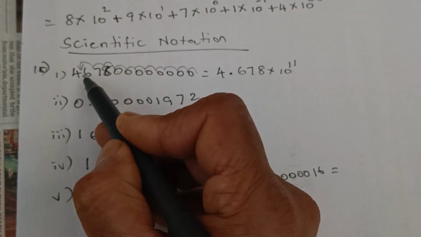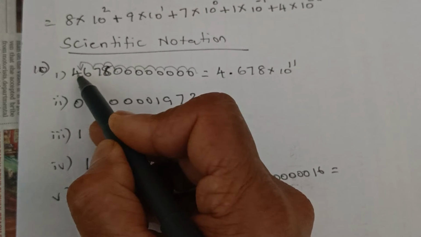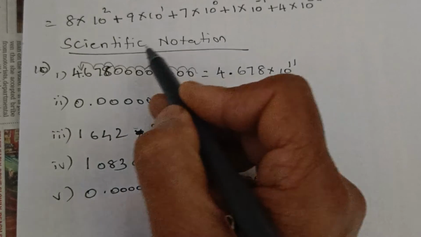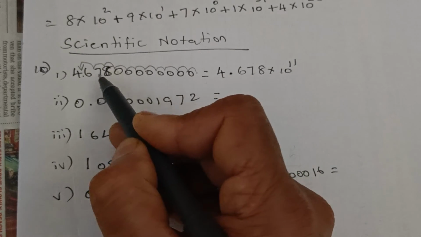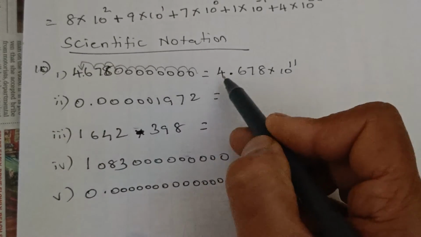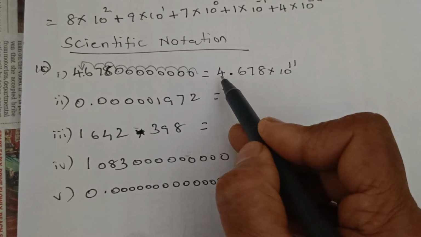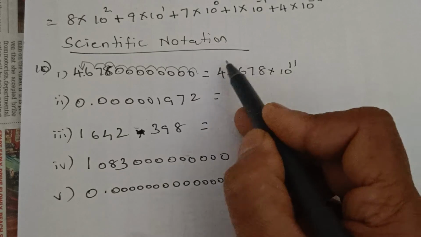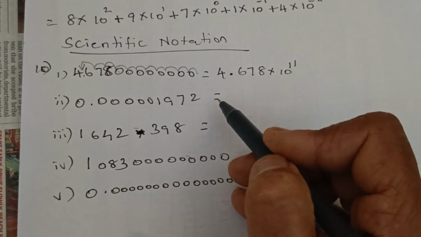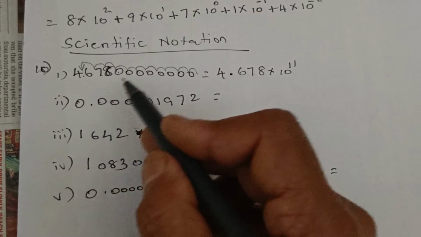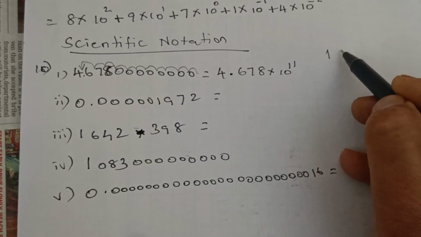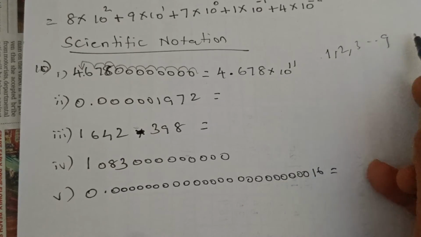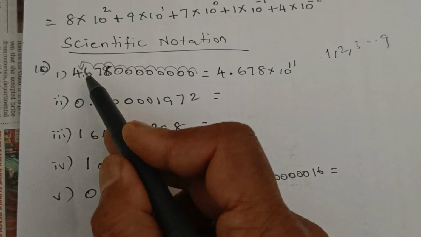And why are we keeping the point? Why are we shifting it between 4 and 6? Why can't we shift it between 6 and 7? Why can't we shift the point between 8 and 0? What is the condition? The condition is the whole number should be from 1 to 9. If you shift the point between 6 and 7, the whole number becomes 46, which is more than 9. But what is the condition for scientific notation? The whole number has to be from 1, 2, 3 up to 9 only. It cannot be 0, it cannot be 10 and above. That is why we have to move till here.